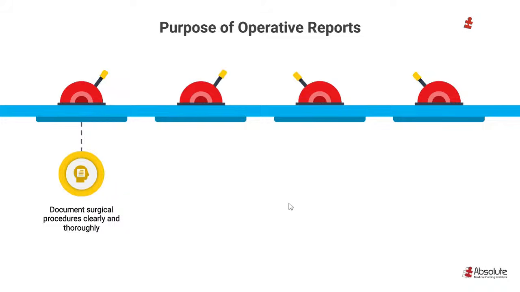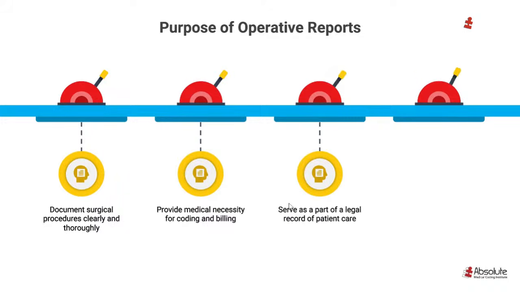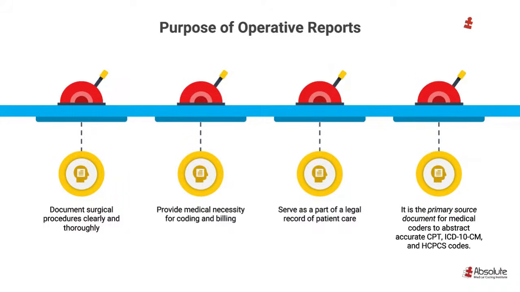Now, the purpose of the operative reports. Now, we know what an operative report looks like. We know it's the official document recognized where you document a surgical procedure, but we know that the operative report has several purposes. And in addition to being that official document, it also helps to substantiate medical necessity for coding and billing.